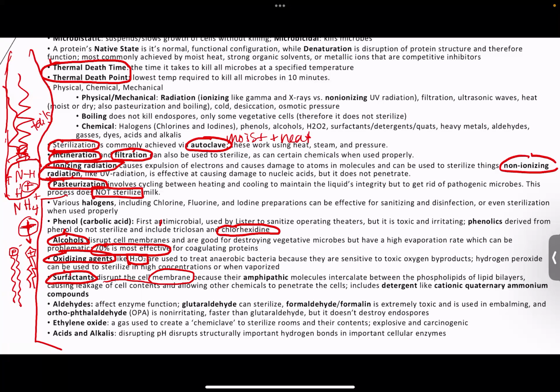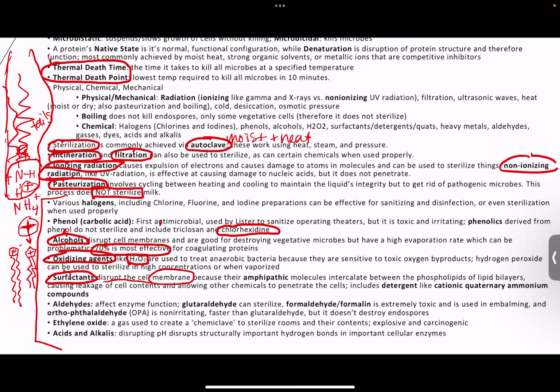And so that's why chlorhexidine scrubs are so effective, because phenolics like chlorhexidine don't work that well on their own, and they can't really get into the cell, but you combine a surfactant with that, and now it can get into the cell and be more effective. And so these things will often work really well together.